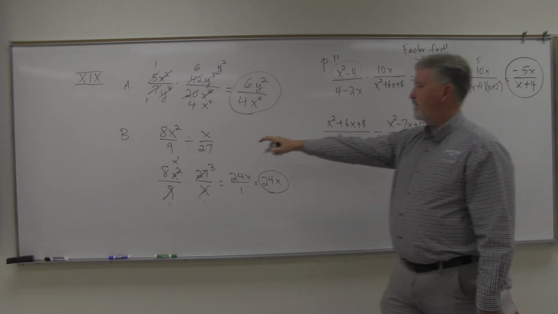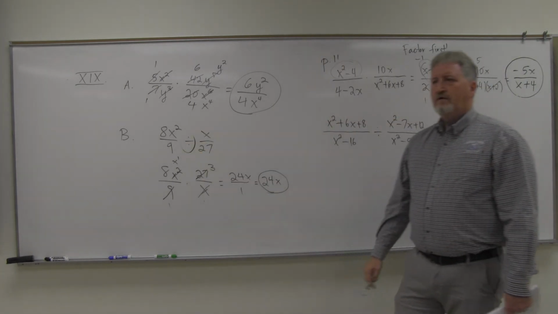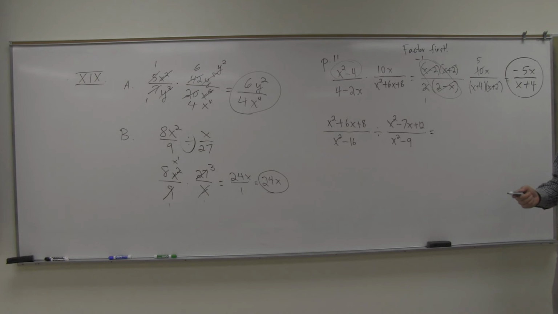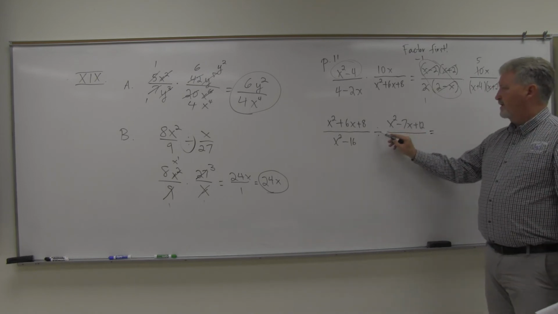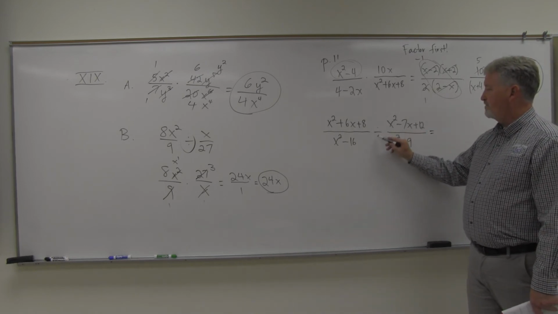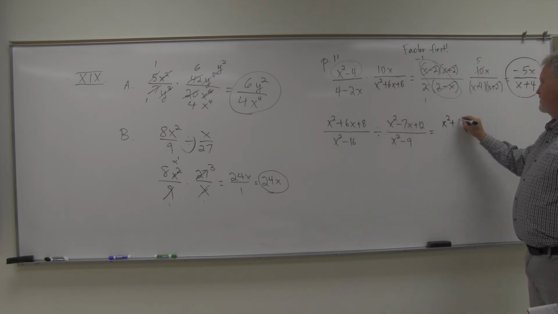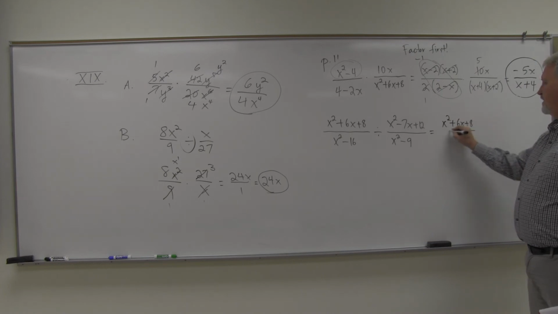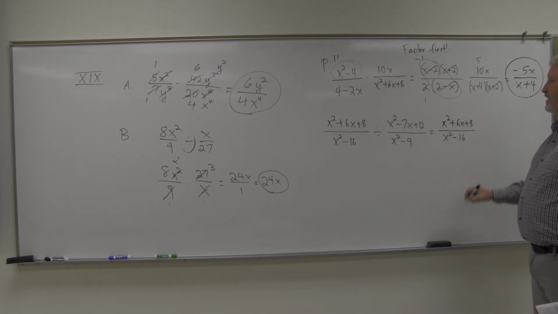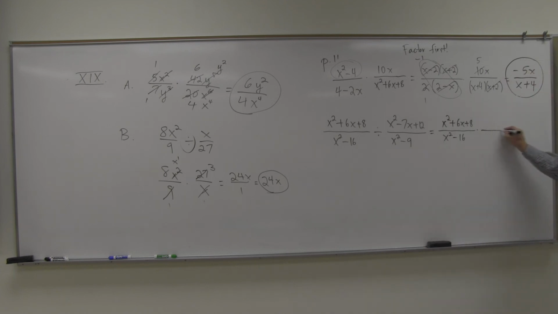Just like we did on this one, what does the divide mean? To change it? Flip and multiply, right? So let's do that first. Divide means flip and multiply, meaning flip the second one. So we've got x squared plus 6x plus 8 divided by x squared minus 16, times, flip that one, x squared minus 9 over x squared minus 7x plus 12. Okay? All right.